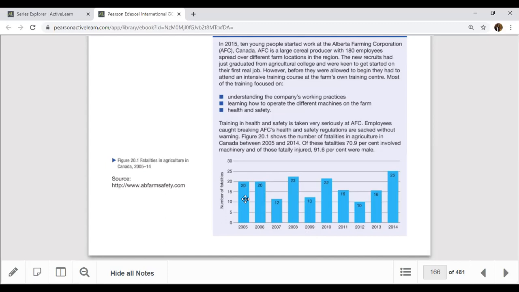You can see the injury level from 2005 to 2014. They are maintaining around about 25 a year. In agricultural Canada, of the fatalities in agriculture from 2005 to 2014, about 70.9% involved machinery, and of those fatally injured, 91.6% were male. This is because most of the time machines in the farming industry are operated by males. So you can see how important training is.